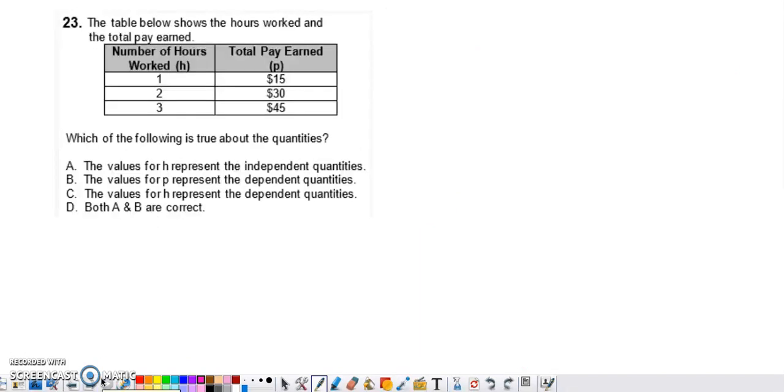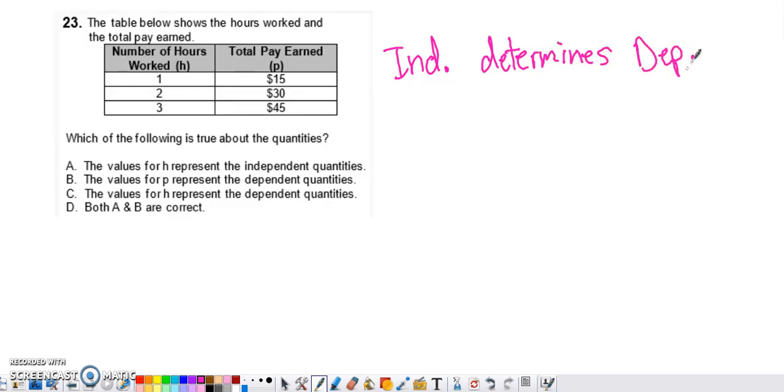Okay, number 23, we talked about this last week. The table below shows the hours worked and the total pay earned. We've got number of hours, 1, 2, 3. Total pay earned, 15, 30, 45. Which of the following is true about the quantities? Remember, you're going to see independent and dependent. The independent variable determines the dependent variable, okay?